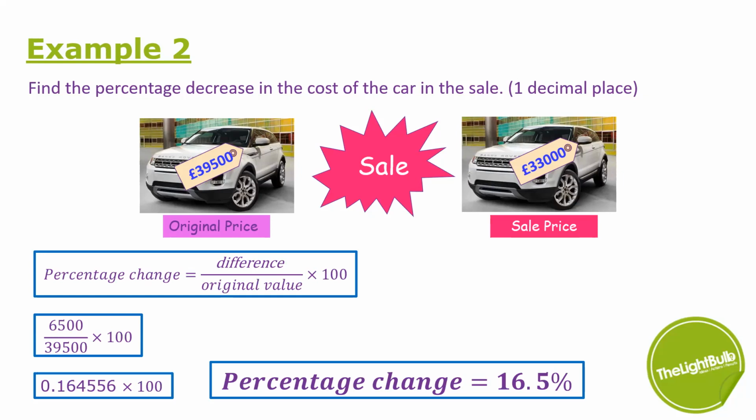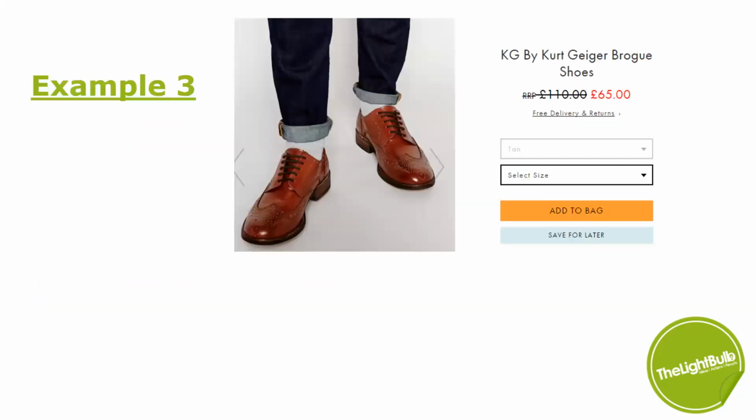Let's have a look at example 3. So here we have a pair of shoes. They originally cost £110 and they're now going to sell for £65. So once again, I'll give you 30 seconds, but feel free to press pause. See if you can work out the answer as to what the percentage change is, and then we'll take answers in a moment.